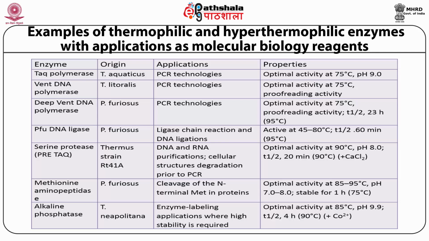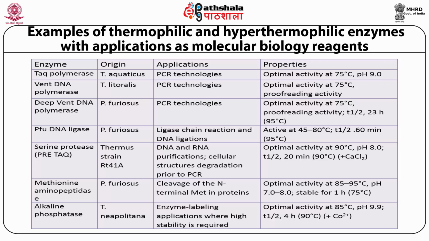For example, there is a serine protease which was isolated from Thermus strain RT41A. This can be used in DNA and RNA purification procedures, and it is used in the cellular structure degradation prior to the PCRs. So this protease shows the optimal activity at 90 degrees Celsius, and it can withstand a pH of up to 8. Now the half-life of this enzyme is 20 minutes at 90 degrees Celsius, and plus it requires the use of calcium chloride for its activity.